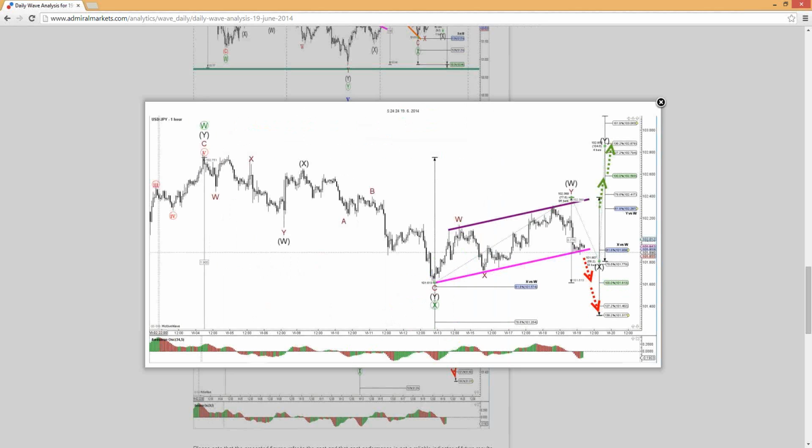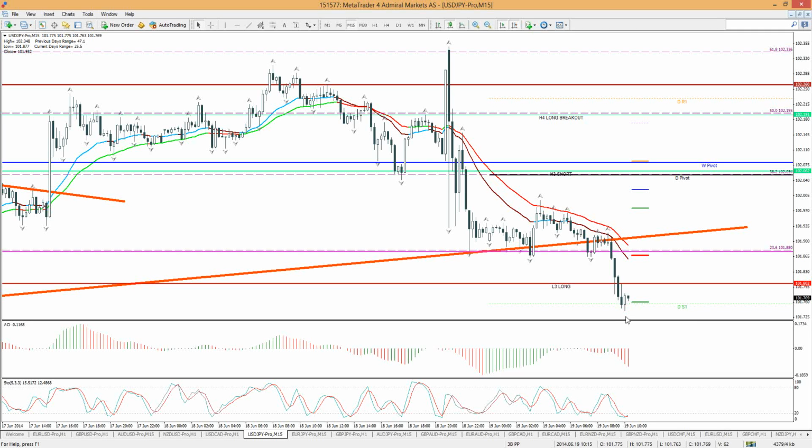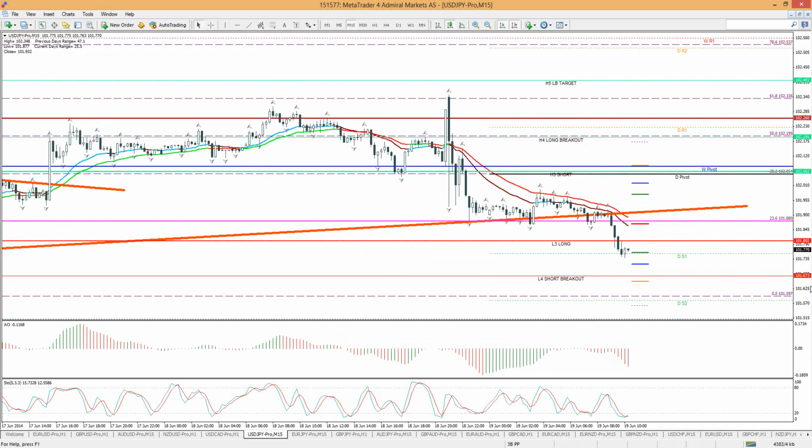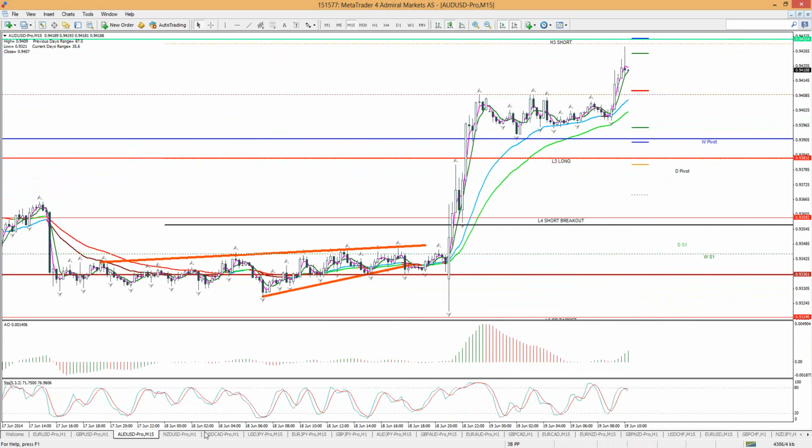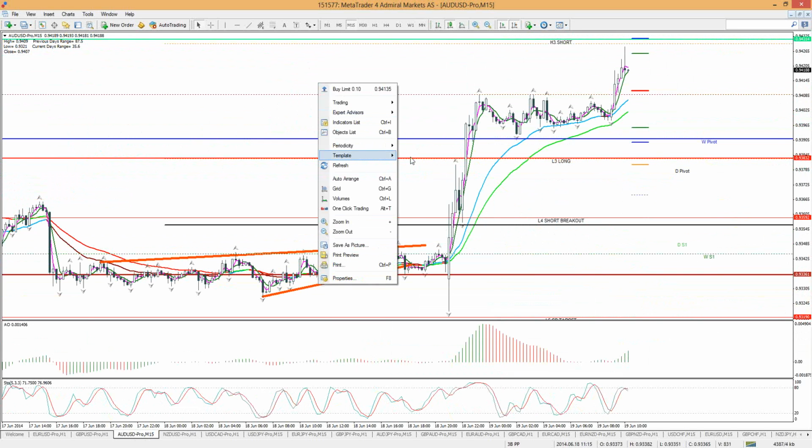So let's go back now. That's all the wave counts I have. So 101.60, it's getting closer. It's at 101.74 at the moment. So 101.60 would be basically the daily S2 pivot point. Let's see if that is the bouncing spot indeed. That's the wave at the moment. Let's continue.